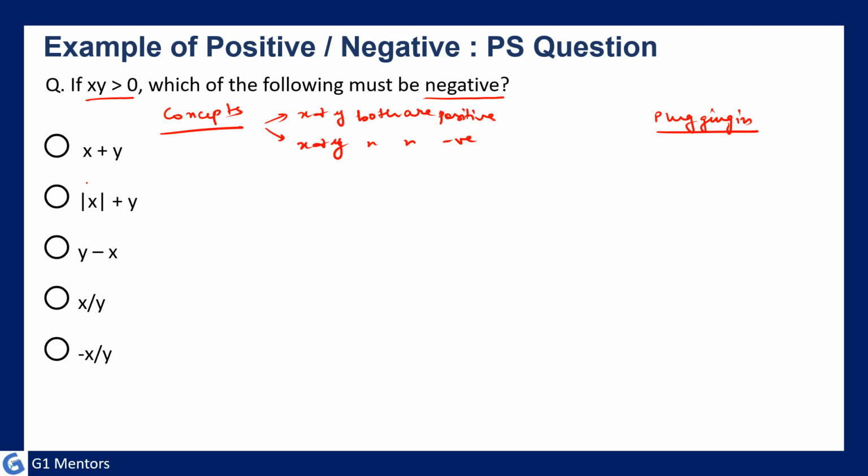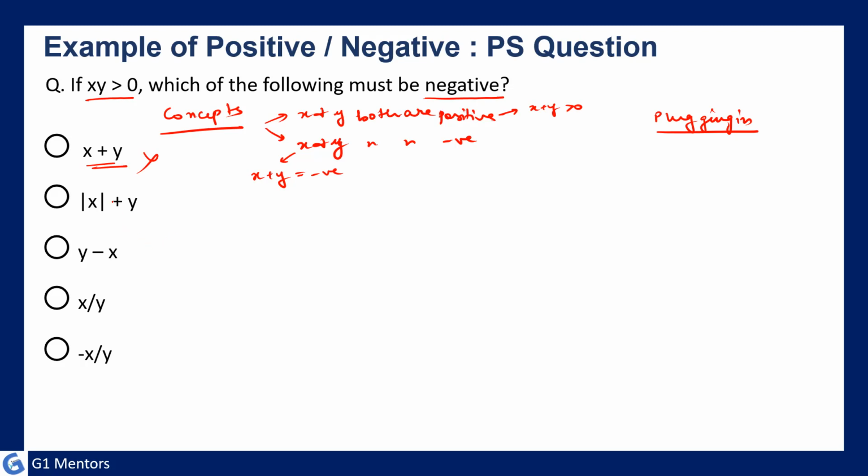Okay, let's see the first statement. X plus y, we need to see whether it is negative or positive. If x and y are both negative, then x plus y will be negative. In this case, x plus y will be negative. In this case, x plus y will be positive. So this is not the answer.